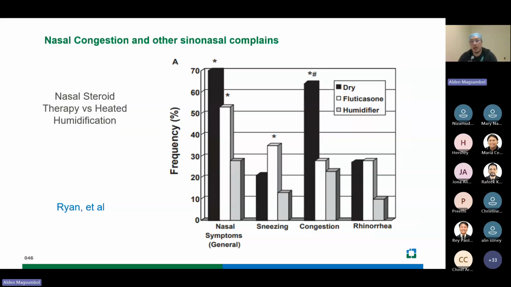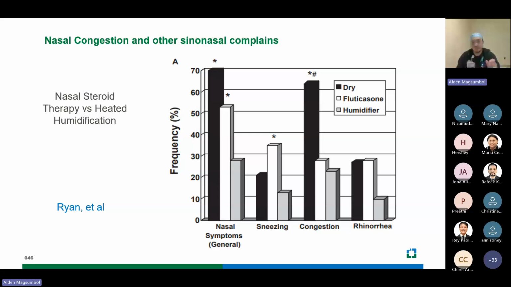So others might ask, Alden, what about nasal steroid for nasal symptoms or nasal congestion? Well, this table will give us the answers from a blinded randomized control trial by Ryan et al. What they did in this study is compare CPAP treatment with CPAP plus humidification and CPAP with steroid therapy with fluticasone. What they found is that heated humidification, and not steroid therapy, was able to decrease the incidence of nasal side effects in patients with OSA initiating nasal CPAP.